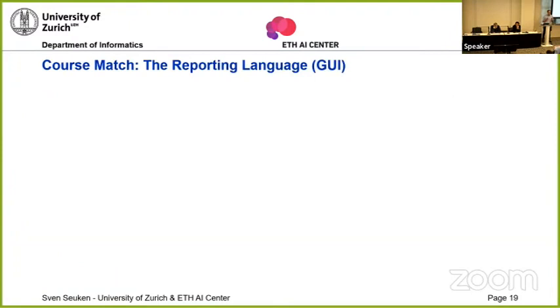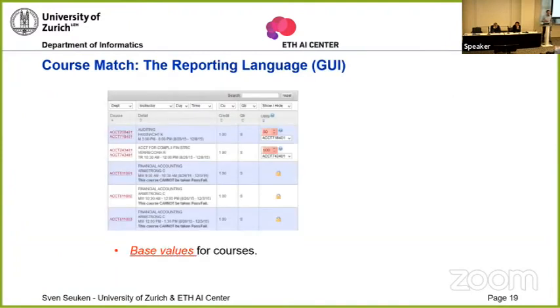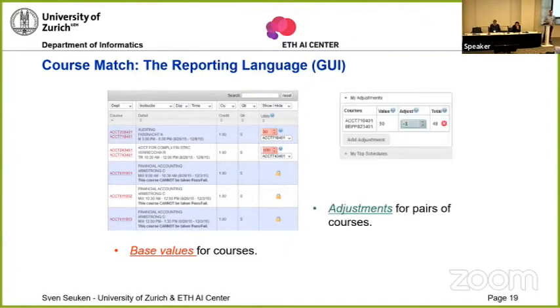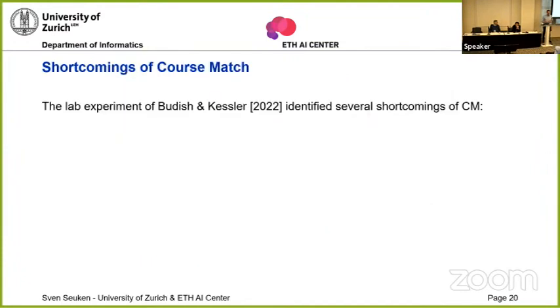Here's a quick overview of the reporting language that course match uses. First, the students, for every course that they're interested in, can report a base value. So for example, I can enter a value of 50 for the first course, a value of 100 for the second course. And second, for some courses, I can additionally report an adjustment. For example, for two courses, I can say I have a -1 or a +50 value for the pair of the two courses if I get both of them. And then the utility of a schedule at the end is simply computed as the sum of all the base values of courses contained in the schedule plus any adjustments if the student reported any pairwise adjustments.